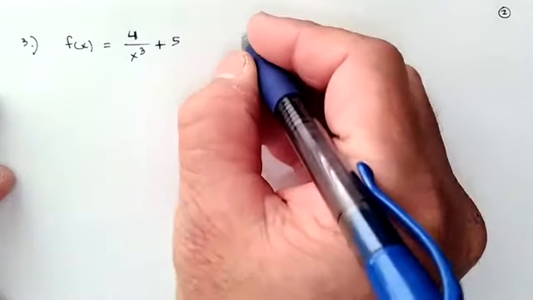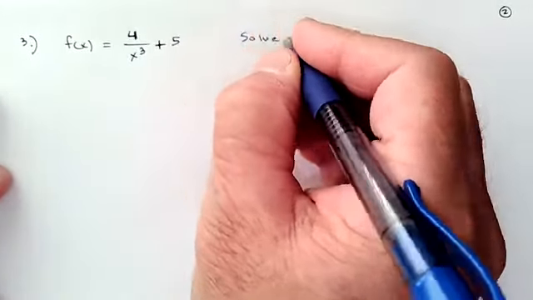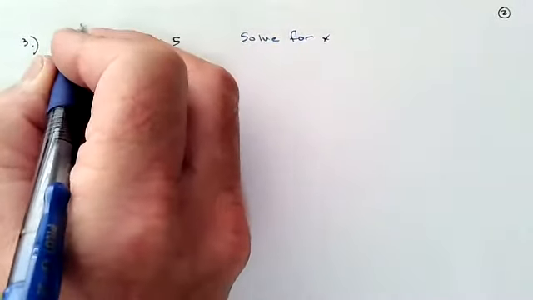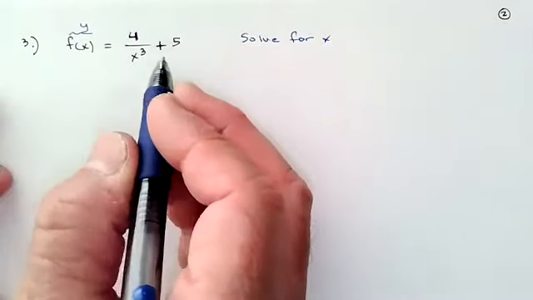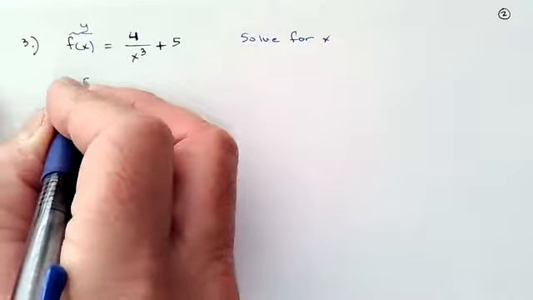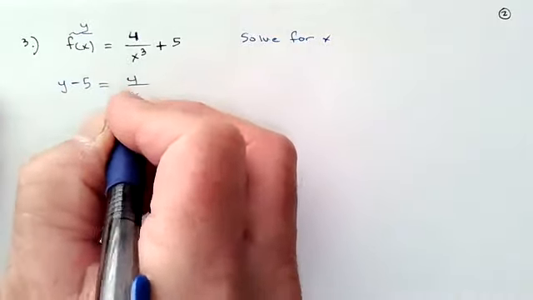So I'm going to use the technique where we're going to just try to solve this for x, because it doesn't look too hard to solve for x. We've done this before. So this is y. If I want to solve this for x, I'm going to move the 5 over. So y minus 5 is equal to 4 over x cubed.